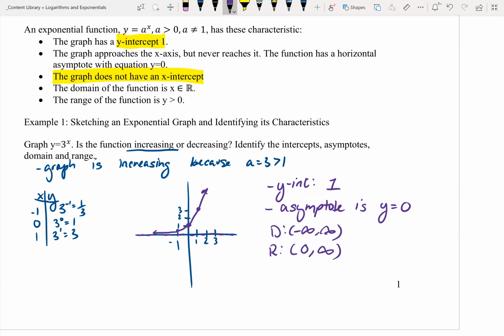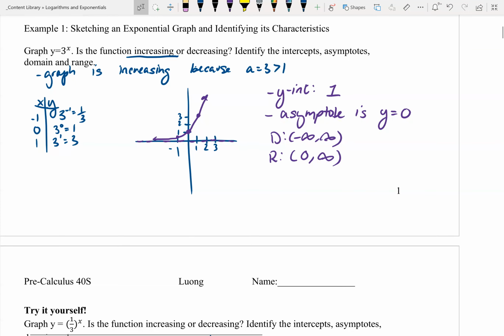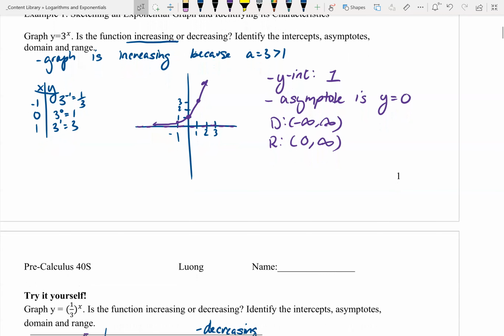So I want you to go ahead and do the next question on your own. In this case, our base is 1 over 3, which means this is a decreasing function now. Use the same method as I have used, using a table of values to find a few points, and then graph it, following the same shape for exponential functions, and then find some characteristics of it after. When you're ready, press play.